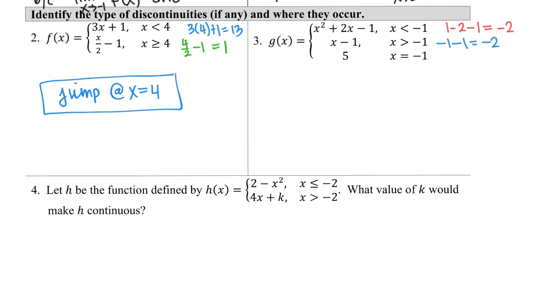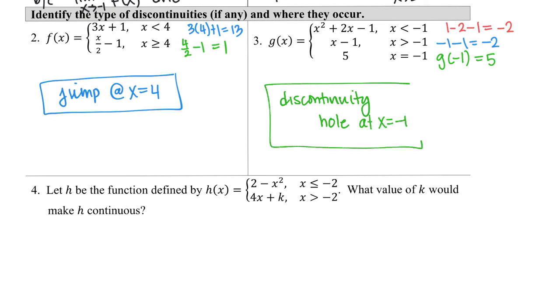Okay, now what actually happens at x equals -1? Well, at x equals -1, this is g, not f. At x equals -1 on the function g, it actually is equal to 5. So the limit exists and it's approaching -2. However, at the actual point, it's equal to 5. So this is a discontinuity. What kind of discontinuity is it? It's going to be a hole. And where does it occur? At x equals -1. And I'm going to sketch a quick picture so you can see.